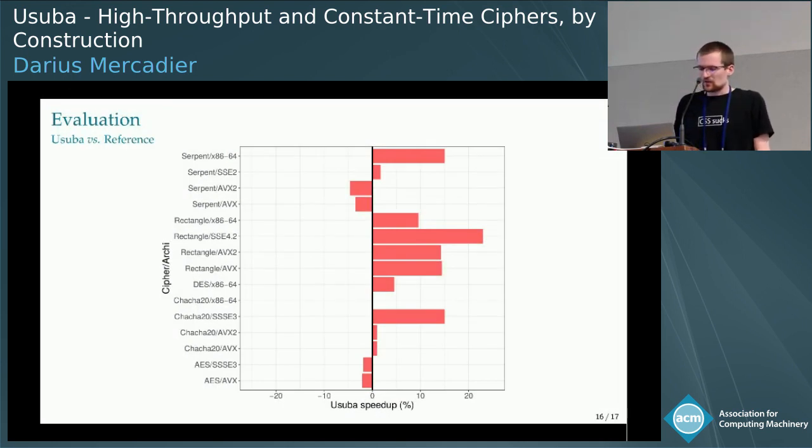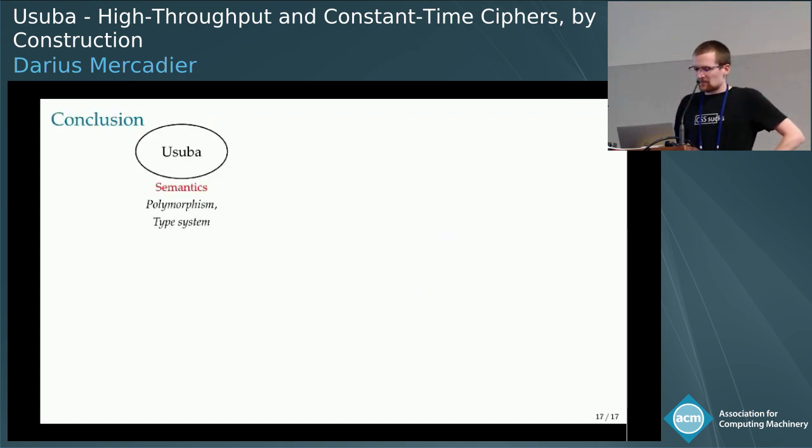Now if we take a look at how we perform compared to handwritten and optimized C code, if the bars are on the left we're less efficient than the handwritten C code, and if they're on the right, we're more efficient. So the idea is that the code we generate is about as efficient as handwritten C code, sometimes a bit slower, sometimes much faster. For instance, here on Rectangle, we are much faster than handwritten C code because we use interleaving, which is not used in the most efficient implementation you can find out there. So Usuba performs well.